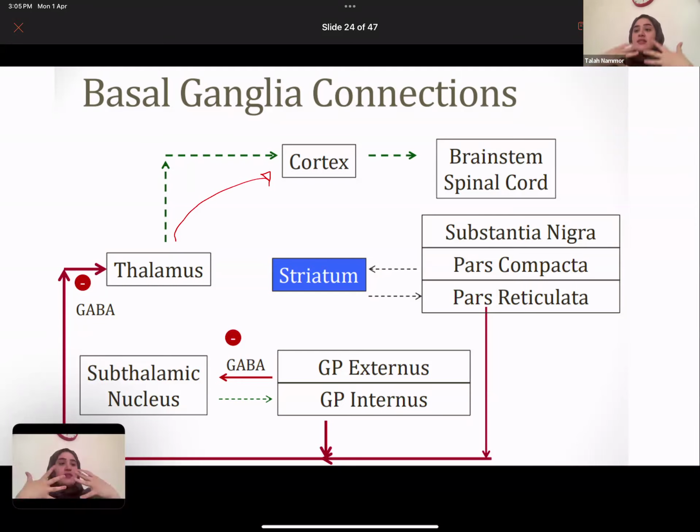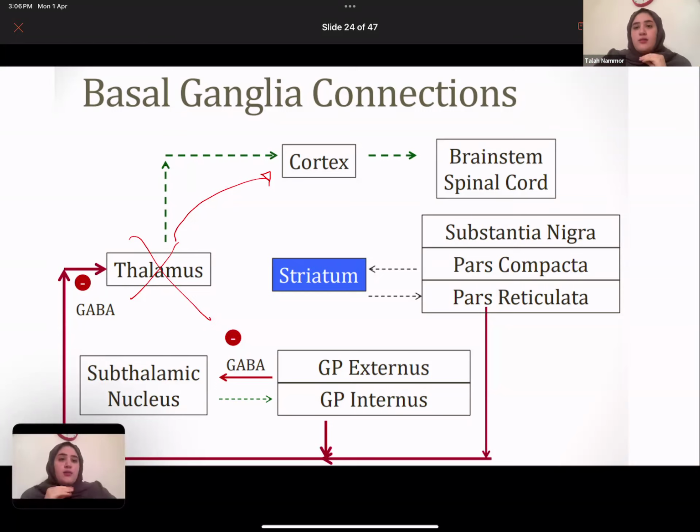Another important piece of information: at baseline, D1 is not active, D2 is not active, nothing is active. Just at baseline, the pars reticulata and the globus pallidus internus both inhibit the thalamus. We're not even talking about any pathway. So the thalamus usually is inhibited by the pars reticulata and the GPi, and because it's inhibited, the thalamus is not active and it doesn't activate the cortex. Is this clear? This is what we're going to base all of the different pathways on.